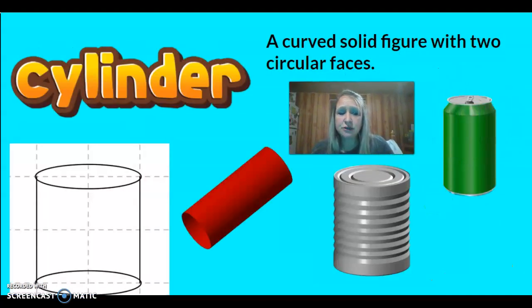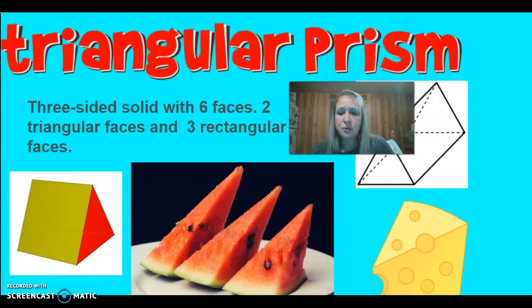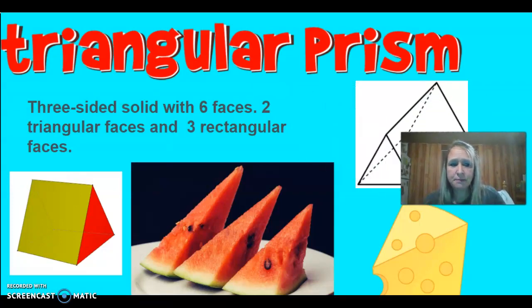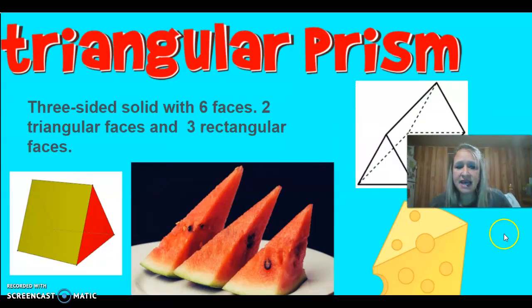Cylinder, say cylinder. A cylinder is a curved solid figure with 2 circular faces. Triangular prism, say triangular prism. It is a 3-sided solid with 5 faces. 2 are triangular and 3 are rectangular.